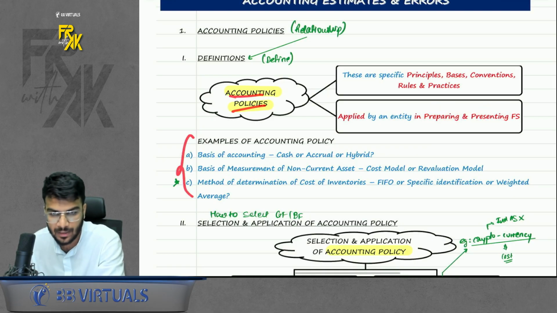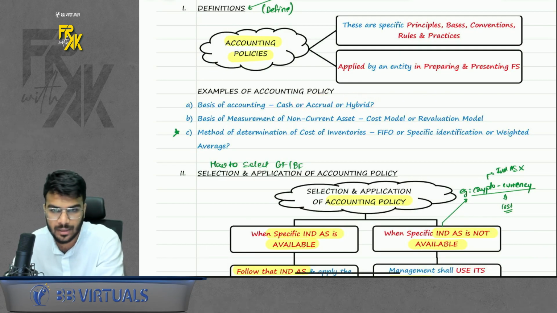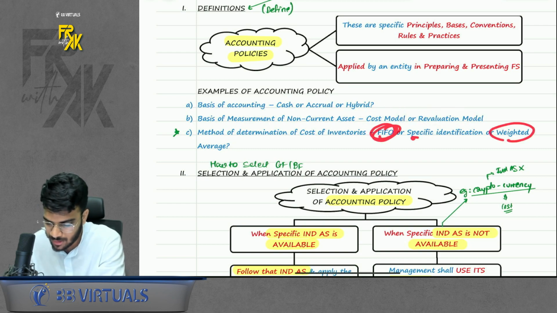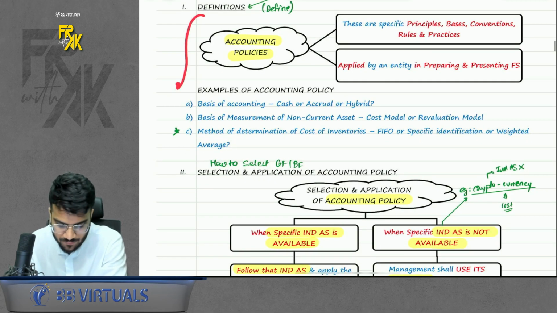Sir, give some example to understand this. Basically, if you are following a cash, accrual or hybrid model of accounting, that is an accounting policy. Choosing between cost or revaluation model is an accounting policy. Choosing between FIFO, weighted average or specific identification method is also an accounting policy, right? So first they have defined what an accounting policy is.